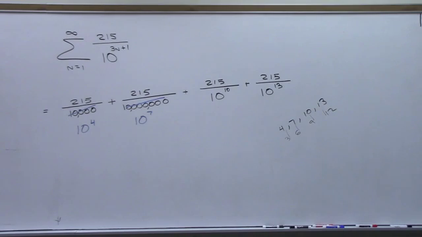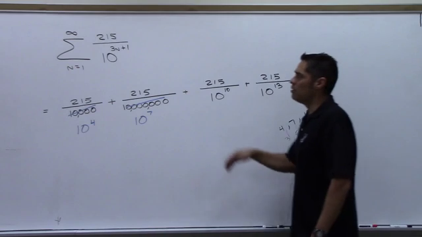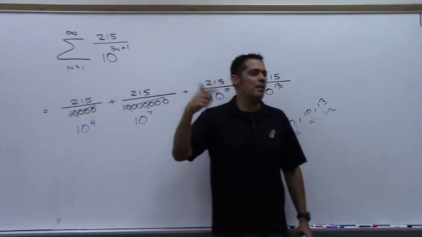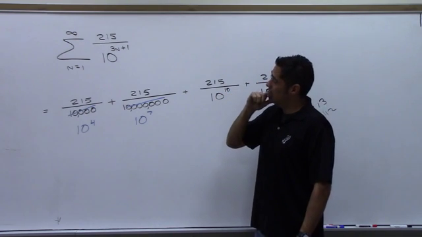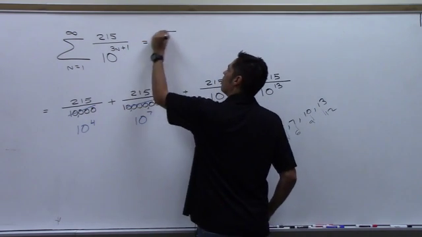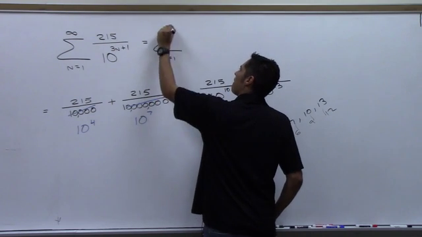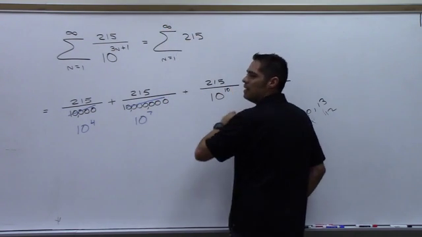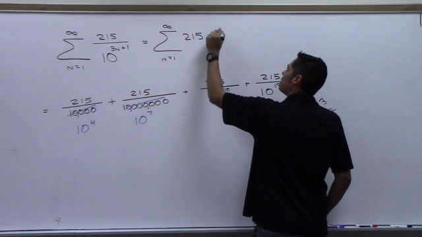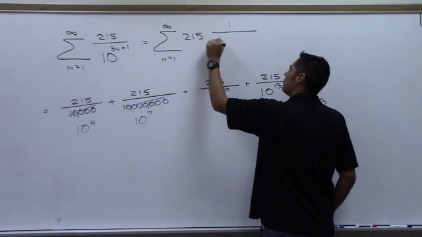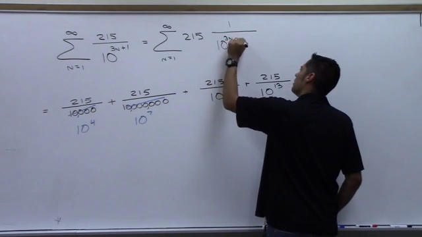You look at that and you go, well, that looks kind of like a geometric series, because I've got n in a power. So I've got to get this to look like a times r to the n minus 1. 215, let's just move that out front real quick. I'm not saying that's going to be a. In fact, I know that's not going to be a. And then I'm going to write 1 over, how about 10 to the 3n times 10 to the 1?